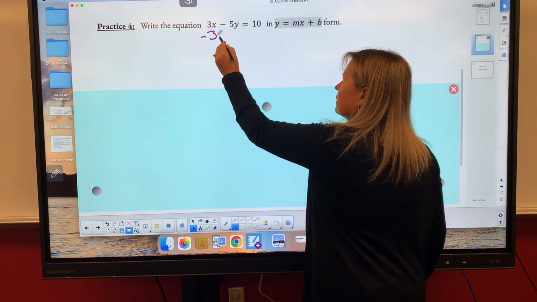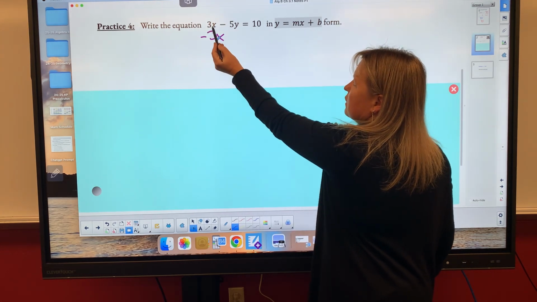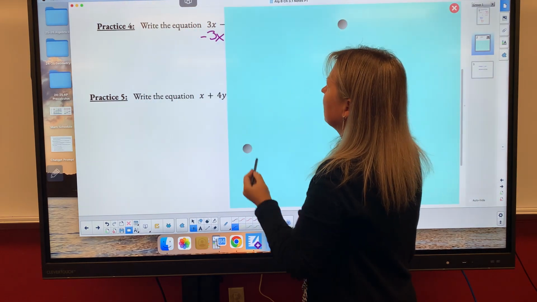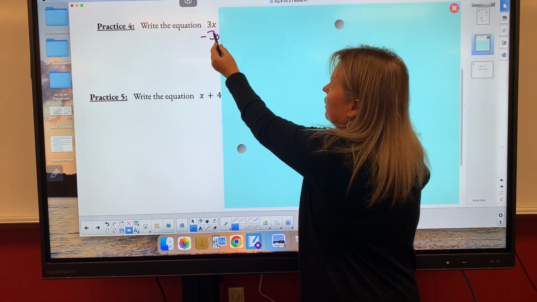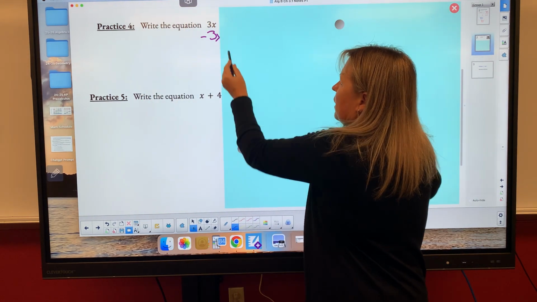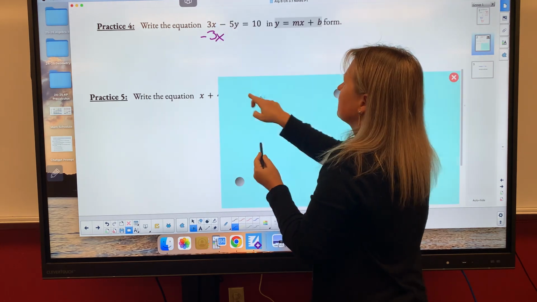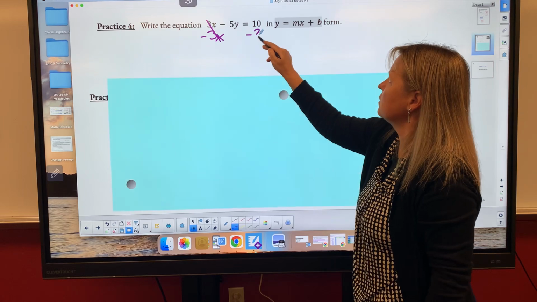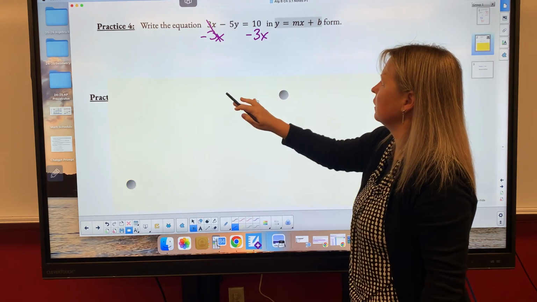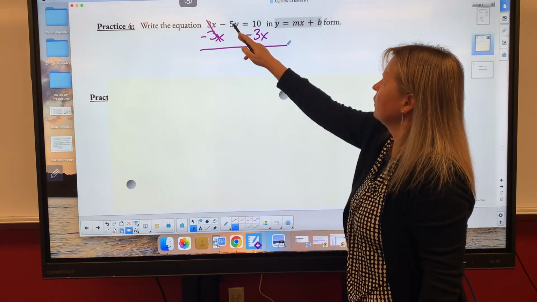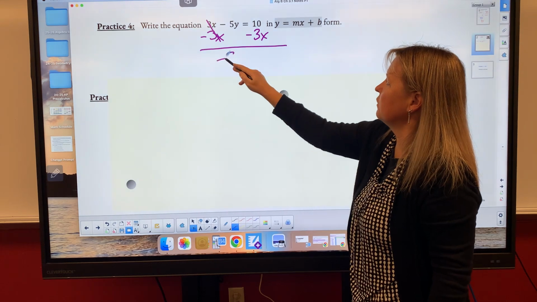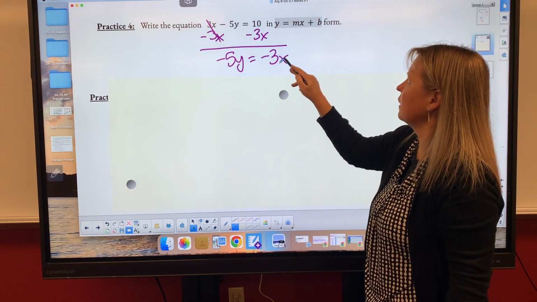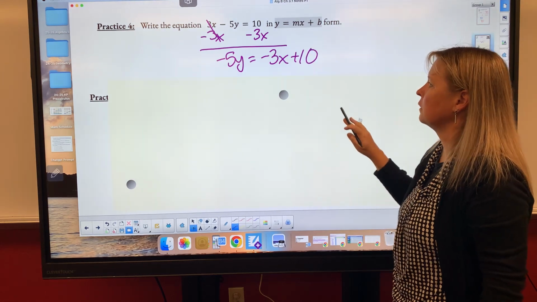Minus 3x from both sides this time because the 3 is a positive. We're not looking at anything other than the 3x. If you look at the 3x, it's positive. We don't care that this is a subtraction problem. Minus 3x here, minus 3x here. You're left with negative 5y equals negative 3x plus 10.